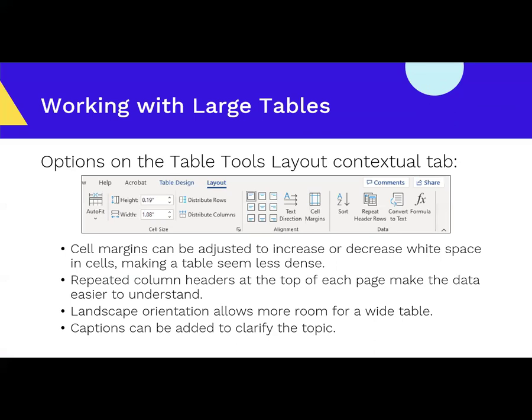Then last but not least, working with large tables. Options on the Table Tools Layout contextual tab: cell margins can be adjusted to increase or decrease white space in cells, making a table seem less dense. Repeated column headers at the top of each page make the data easier to understand. Landscape orientation allows more room for a wide table. And captions can be added to clarify the topic.